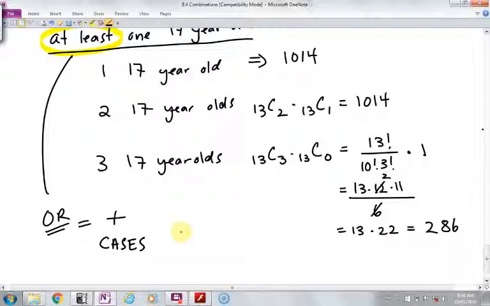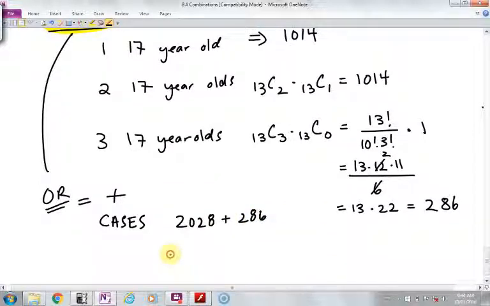So it's 1,014 times 2 is 2,028 plus 286. What does that work out to be? 2314? So 2,314 groups have at least 1 17-year-old.